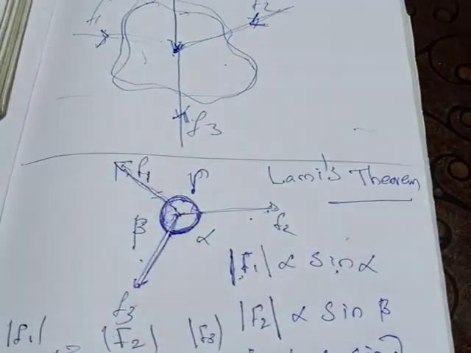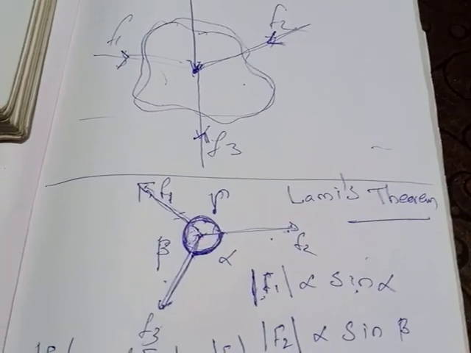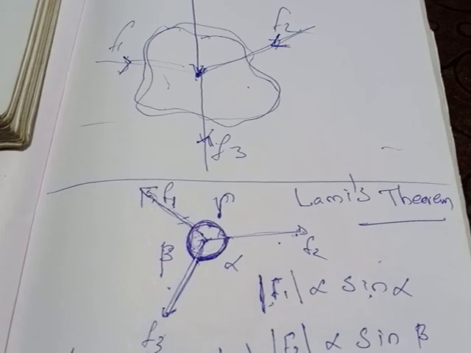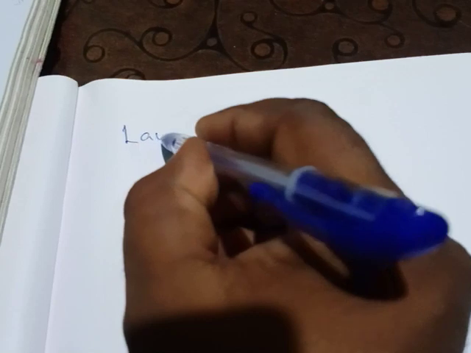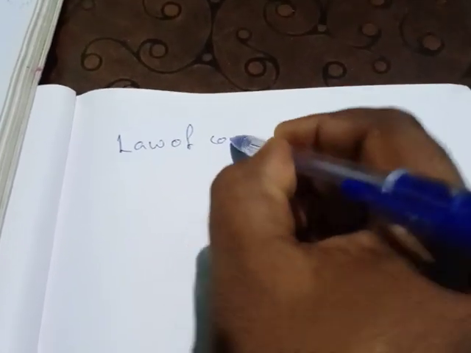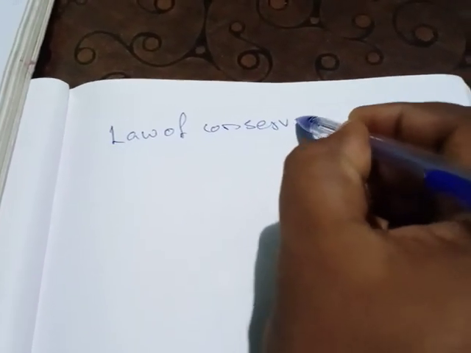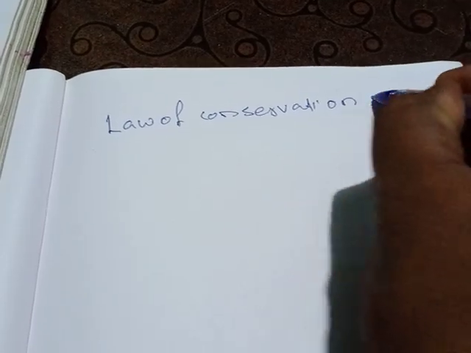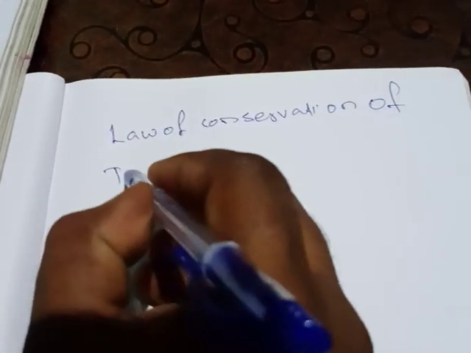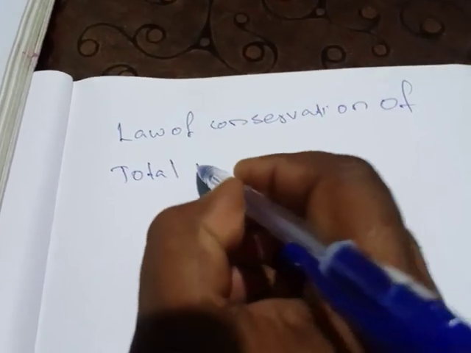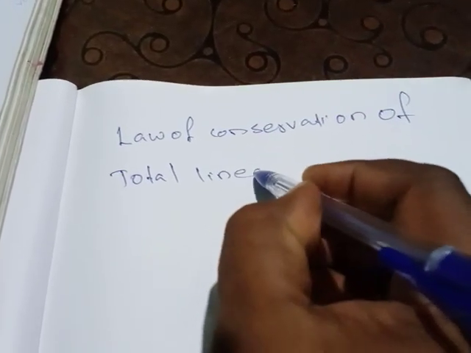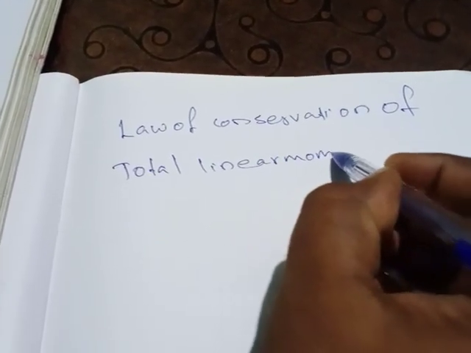Next we can see a very important 5-mark question. This is one of the very important 5-mark questions in this unit. Many times in the final exam they ask this 5-mark question: Law of conservation of total linear momentum.